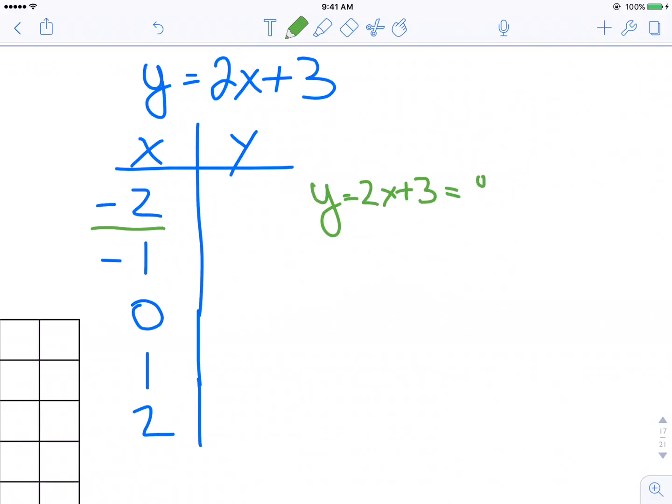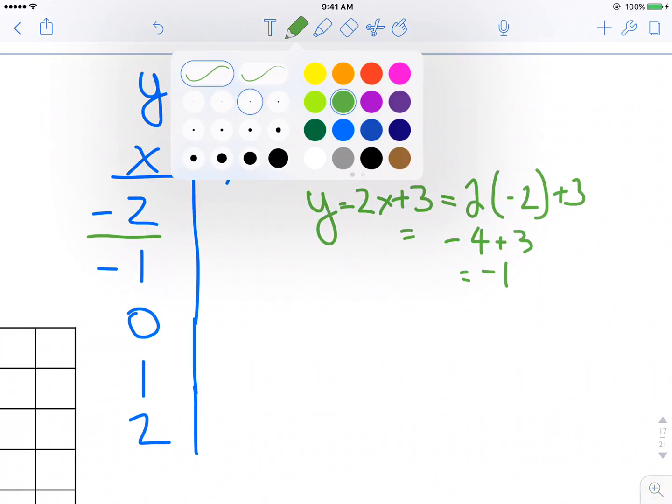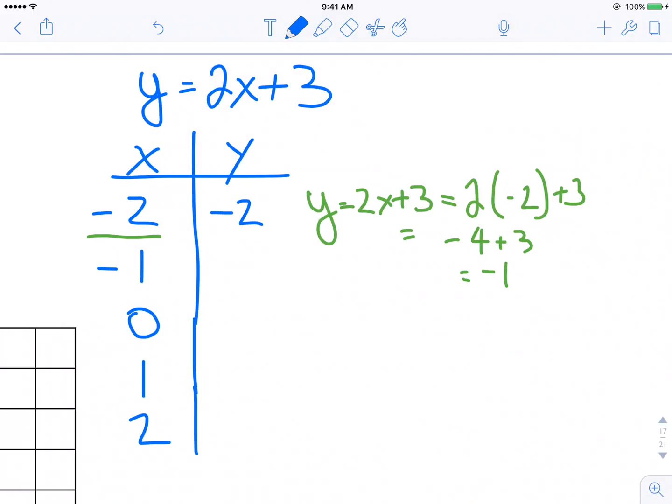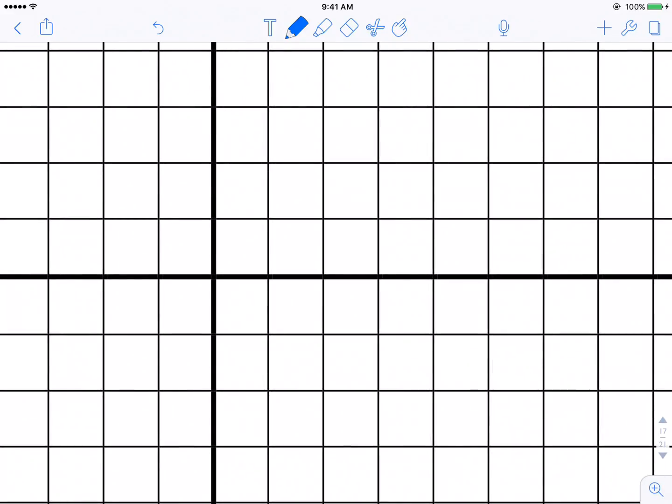I get 2 times -2 plus 3. Well, 2 times -2 is -4 plus 3, and -4 plus 3 is equal to -1. Well, I'm going to change that color. This now is my coordinate point. I would plot this point on my grid. Whoops, I wrote 2, but it should be 1. -2, -1. So I go to my grid, I go to -2, I go to -1.